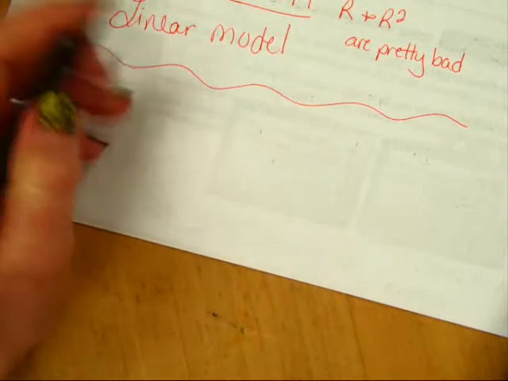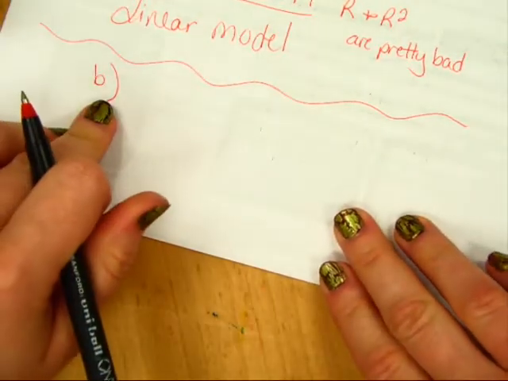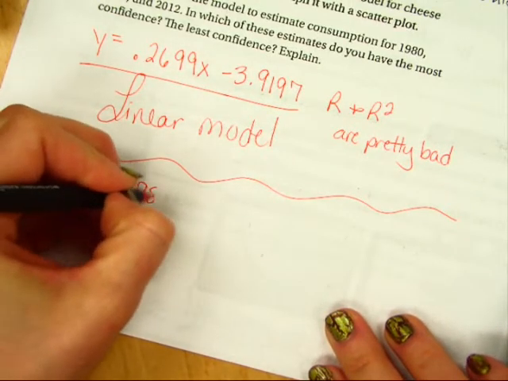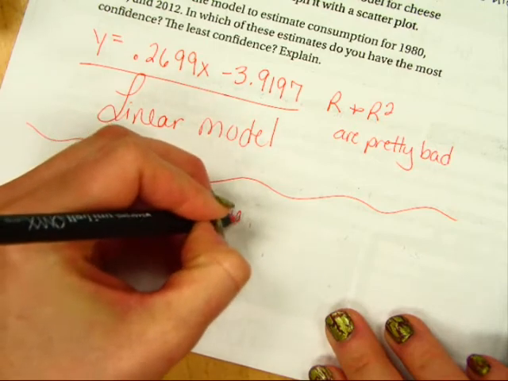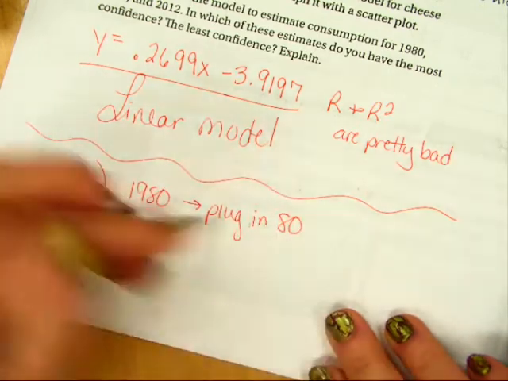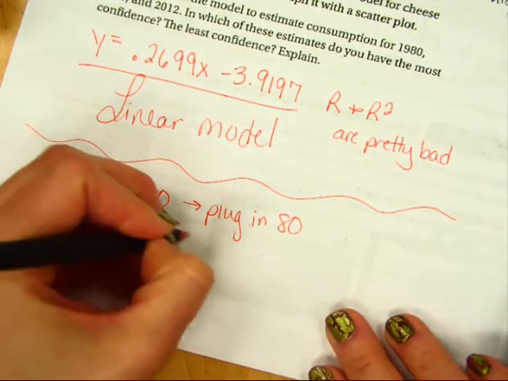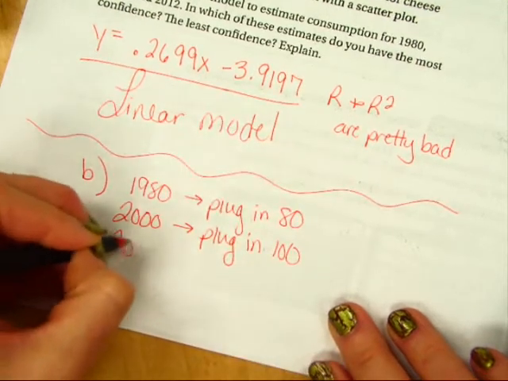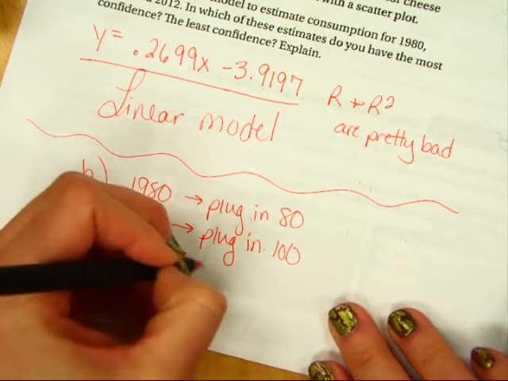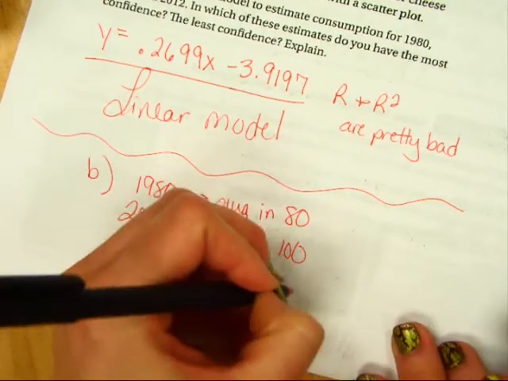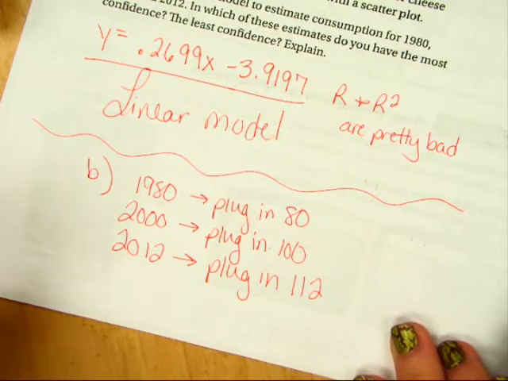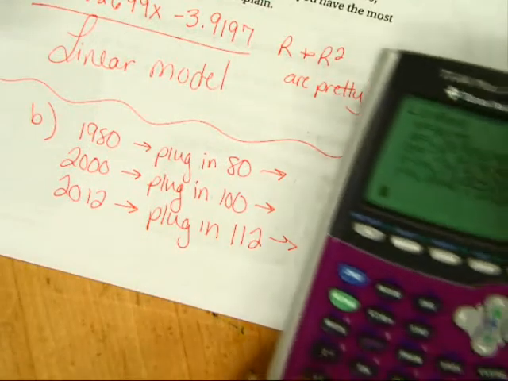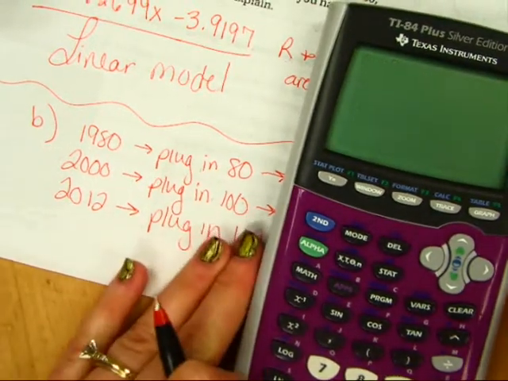Okay, part B. Use this model that you found to estimate the consumption in 1980. Well, 1980, we'd have to plug in 80. Okay? Well, then they want us to do 2000. So if they want us to do 2000, that means we need to plug in 100. And they want us to do 2012, which means we need to plug in 112. So we're going to see which one makes sense and what our estimate would be based on these items. Grab a calculator, hit clear, and just use your model.